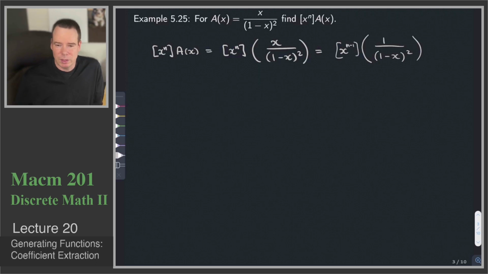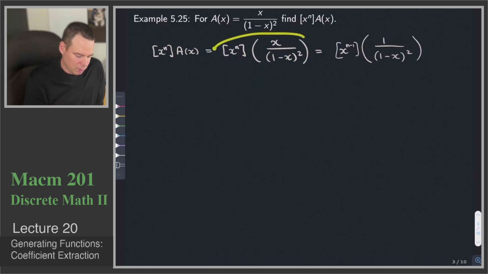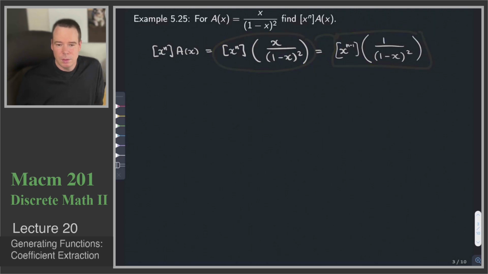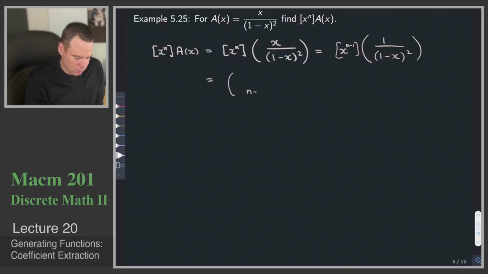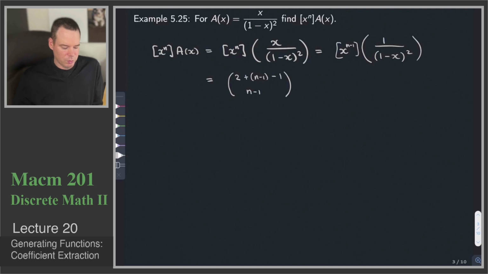There we go. So that's what I mean by we need to know what these symbols mean in order to do the algebra with them. I've just gone from this step to this step by using an understanding of what those symbols actually mean. Those have to be equal. And so now what do we do? Well, now we're saying I want the n minus first coefficient of this expression. So we can use that result from the previous page that says, hey, that's just choose n minus 1 from 2 with repetition.